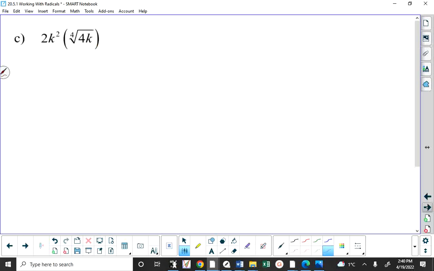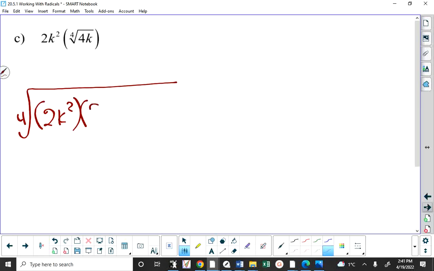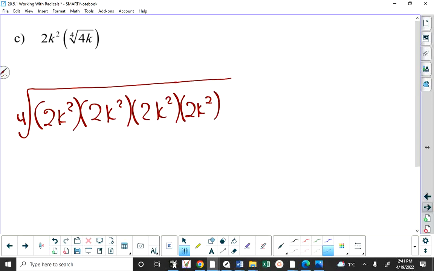2k squared, fourth root 4k. This gets to be a little tedious after a while, but if it's a fourth root, then I have to put 2k squared in as a factor, and I have to put it in as a factor again, and again, and as a factor for a fourth time. In other words, some of you might prefer to do it this way: if it's a fourth root and I'm putting it in, I have to put it into the 4. And then I also have times 4k. So we can simplify that.